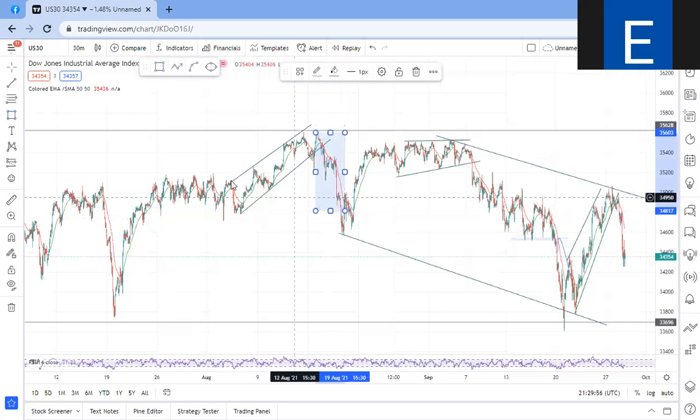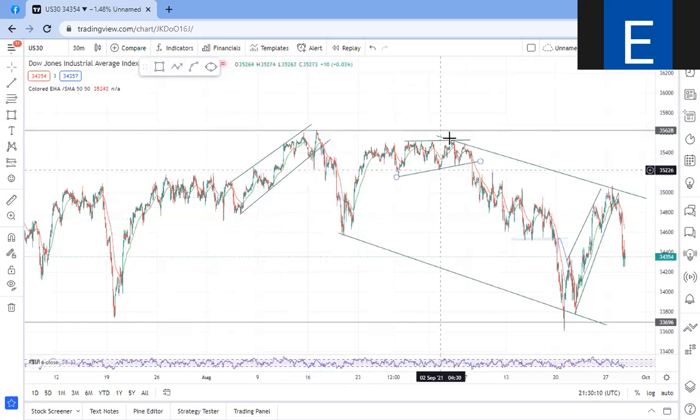This was on the third touch. You can see the first touch, the second touch, and this was the third touch. You could have taken your sell there. So this market actually respects channels. You can see another channel here. You buy low, you sell high.